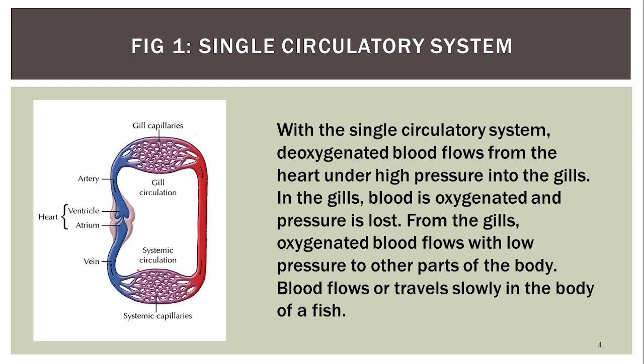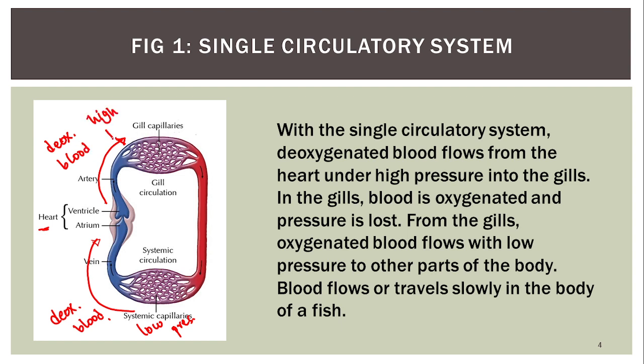Now what it is saying is that from the systemic capillaries, as they go to the heart, deoxygenated blood goes under low pressure from the body of the fish. At the heart, since it's pumping, the pressure increases after it's pumped from the heart. So as it's going to the gills, it's still deoxygenated blood, but it's in high pressure this time.